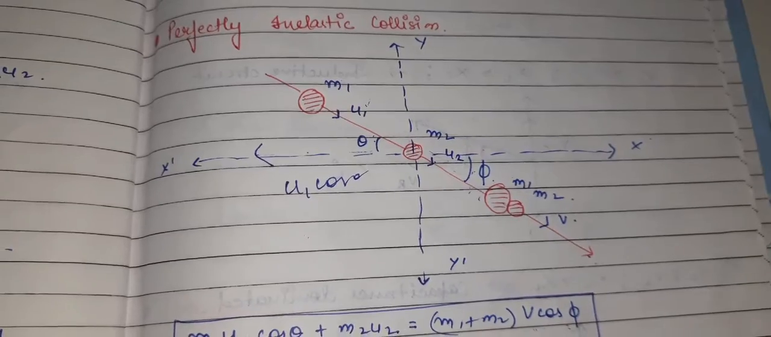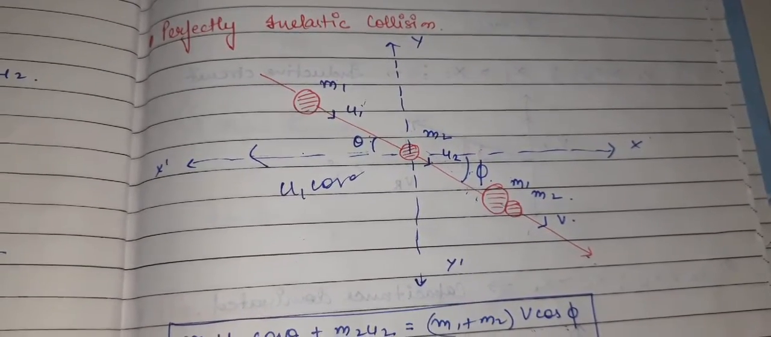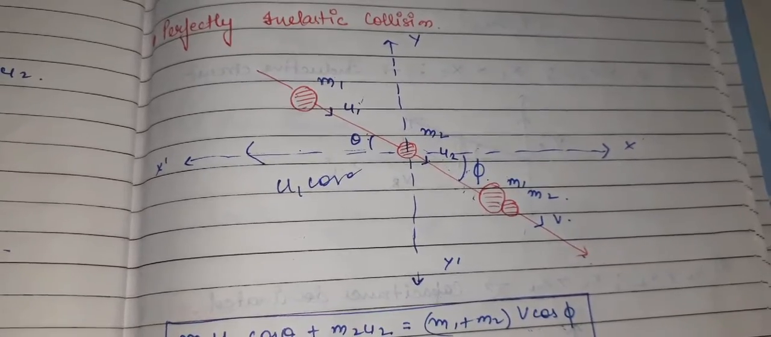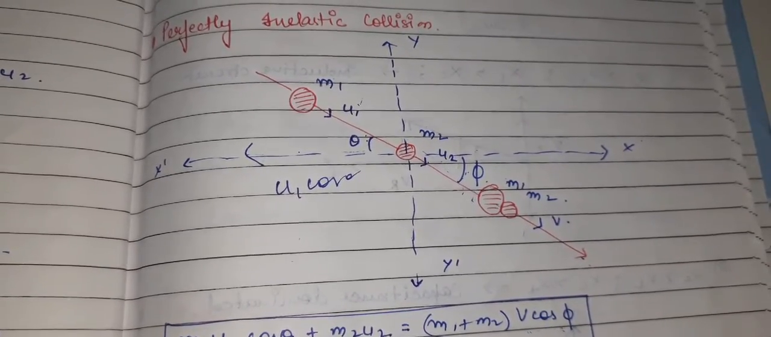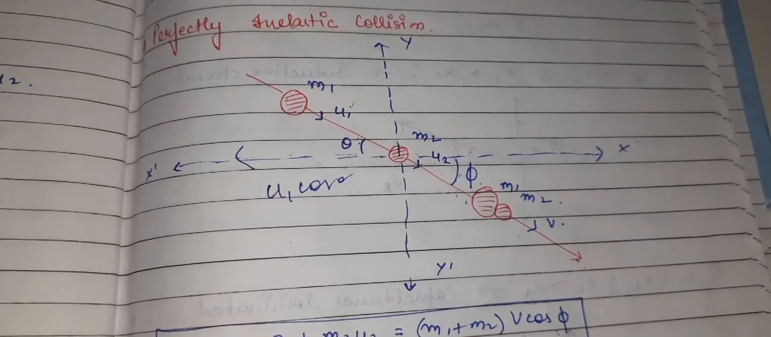So this is all about the theoretical part of collision, and this series is over. Next onwards we will discuss other topics related to 11th class physics, and after that we will solve the numericals based on them. Thank you.